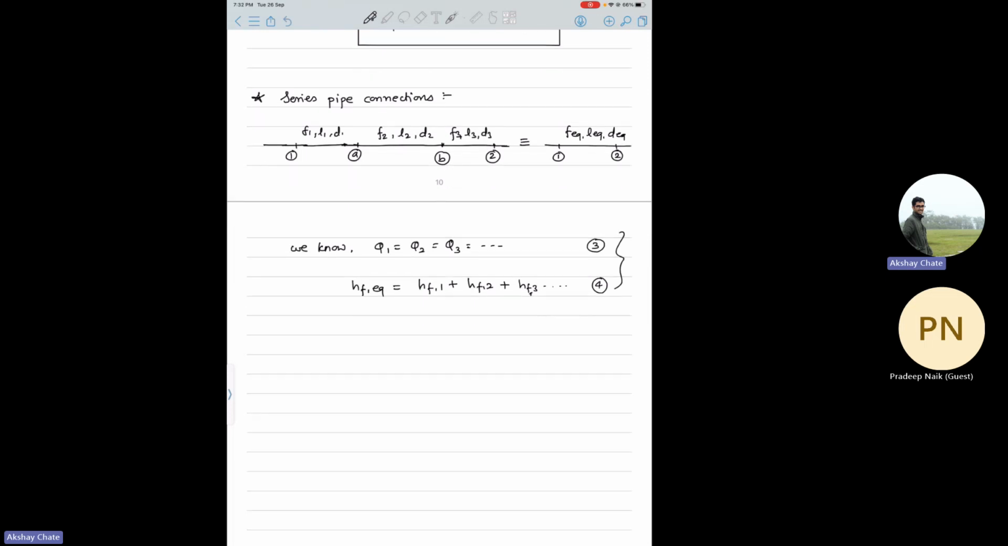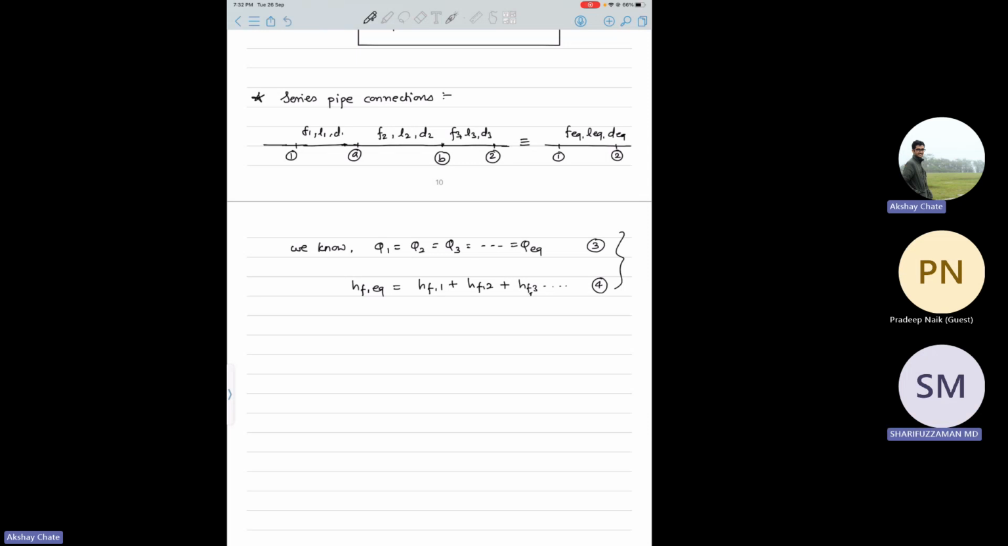So now it's actually simple. This flow rate will also be equal to the flow rate through the equivalent pipe. That's how you conserve mass. So if you do that, you can write this as f equivalent L equivalent Q squared divided by 12.1 D equivalent to the power 5. And here it will be f1 L1 Q squared, and so on.